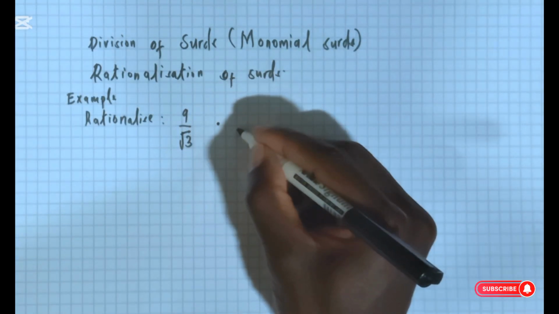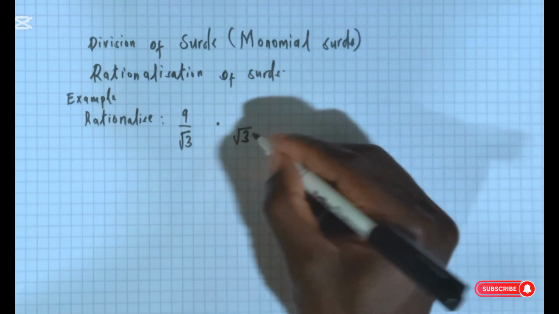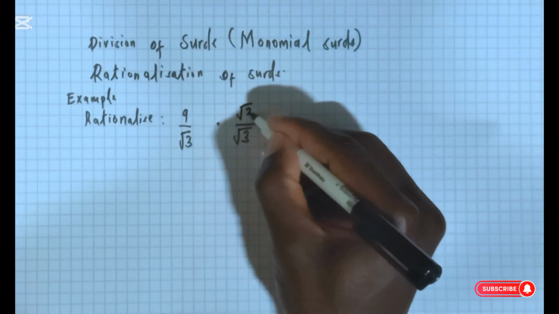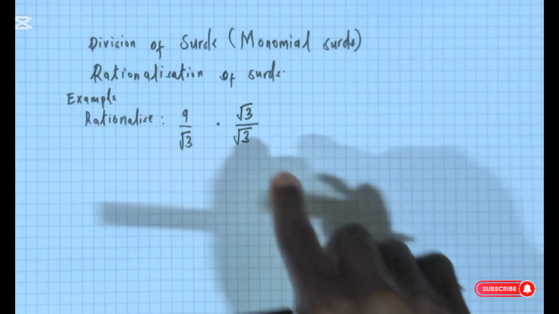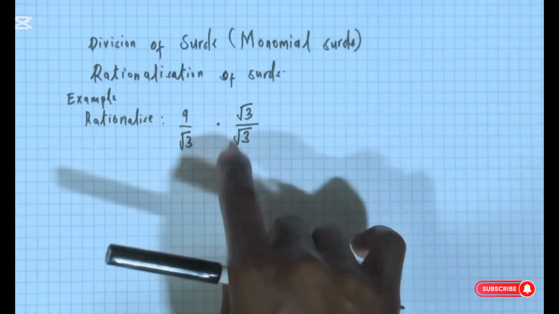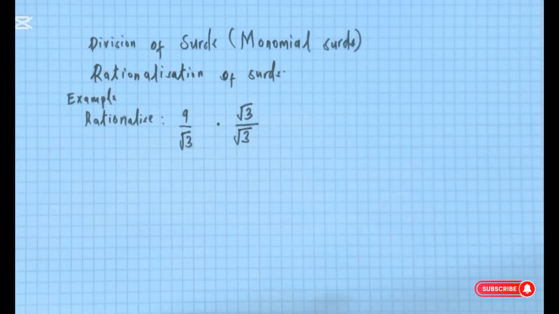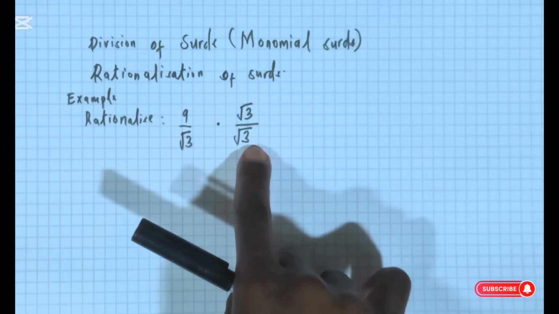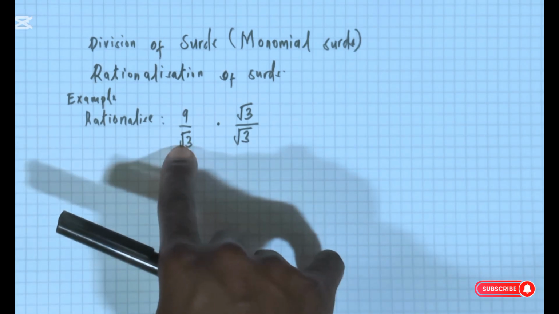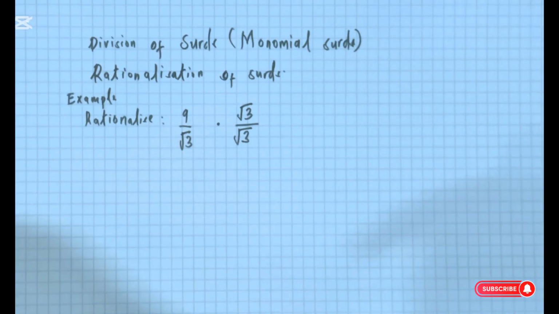In this particular case, we'll multiply by the surd in the denominator, which is root 3. We are going to multiply the denominator and the numerator by root 3. Note that by multiplying by root 3 over root 3, we haven't changed the value, because when you divide root 3 by root 3, you just get 1. So it's the same as multiplying by 1, except that now, with this trick, we are able to rationalize the denominator. We are able to make the denominator a rational number and not a surd. Remember, all surds are irrational numbers.